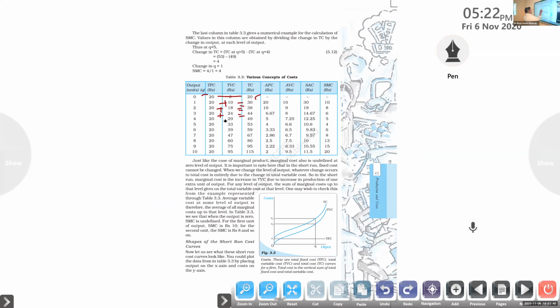20 plus 24, 44. 20 plus 29, 49. 20 plus 33, 53. 20 plus 39, 59. 20 plus 47, 67. 20 plus 60, 80. 20 plus 75, 95. 20 plus 95, that is 115. So TC is equal to TFC plus TVC, right? So this column up to here is clear. That's TFC, TVC, and TC.